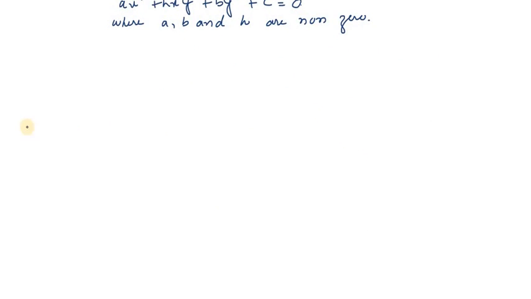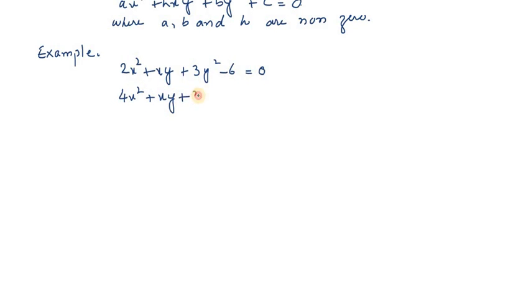So we take an example. Equation number 1 is 2x square plus xy plus 3y square minus 6 is equals to 0. And equation number 2 is 4x square plus xy plus 3y square minus 9 is equal to 0. Solution.